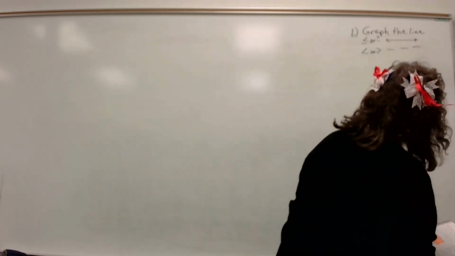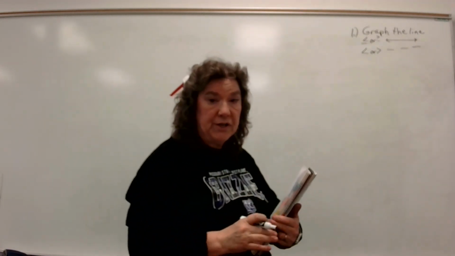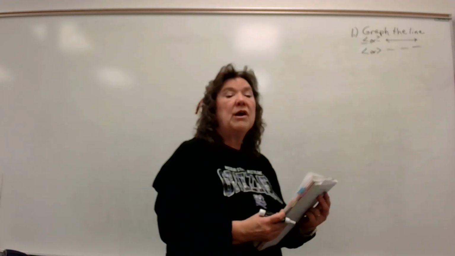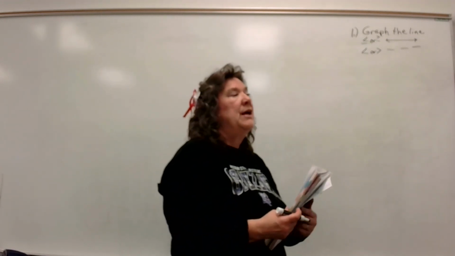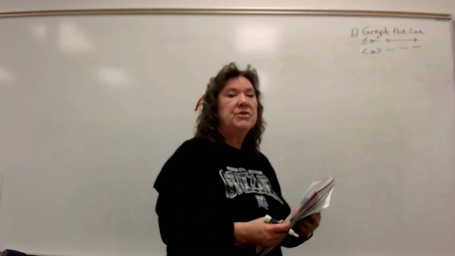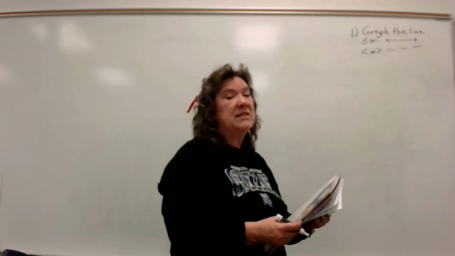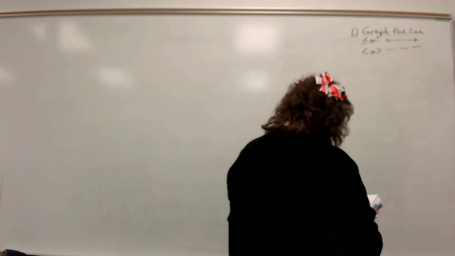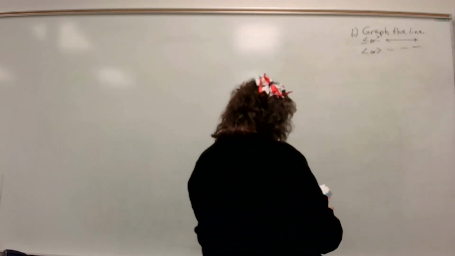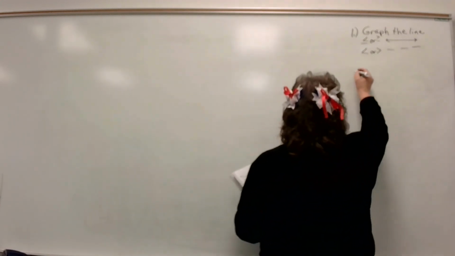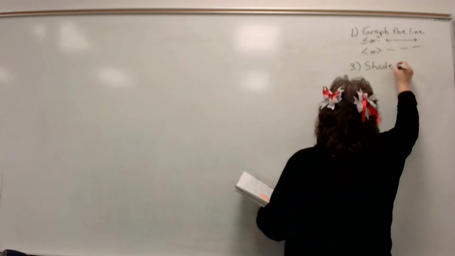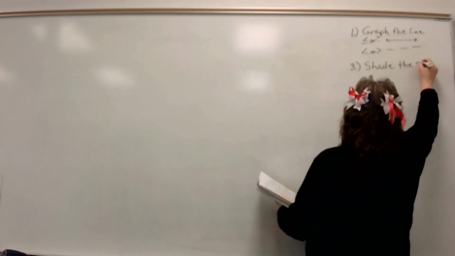The solid line means it is included in the solution. So depending upon the type of equation you're given will determine which way you might choose to operate. If it's a standard form equation, I choose x and y intercepts. If it's a slope-intercept equation, I choose the slope-intercept form of graphing. Okay? Then you have to shade the side of the line where the solution is.